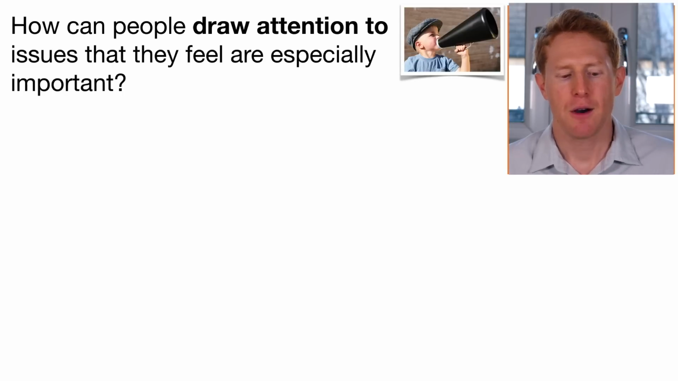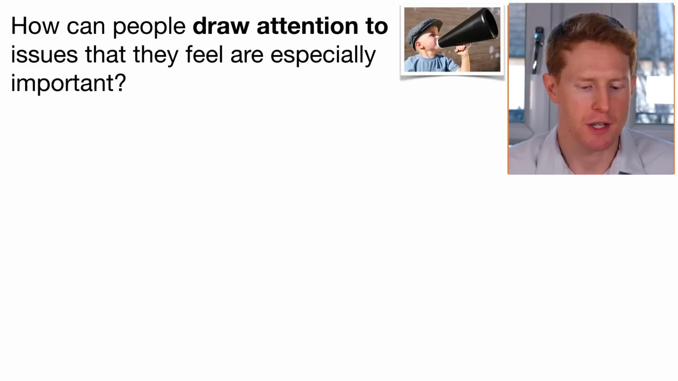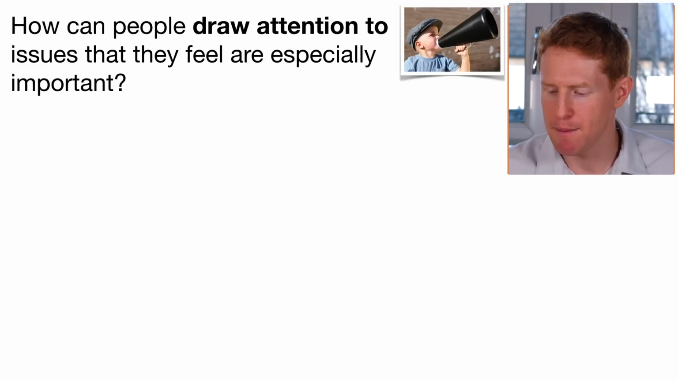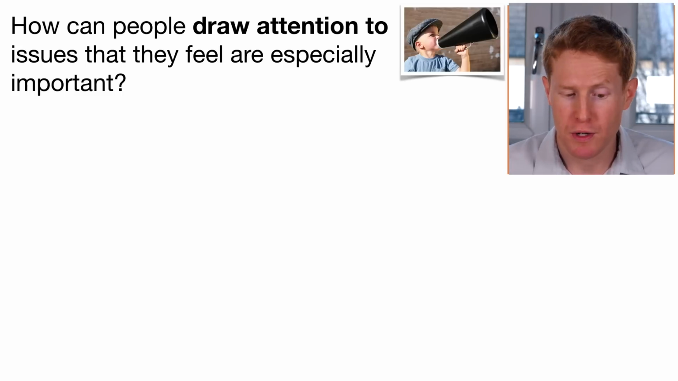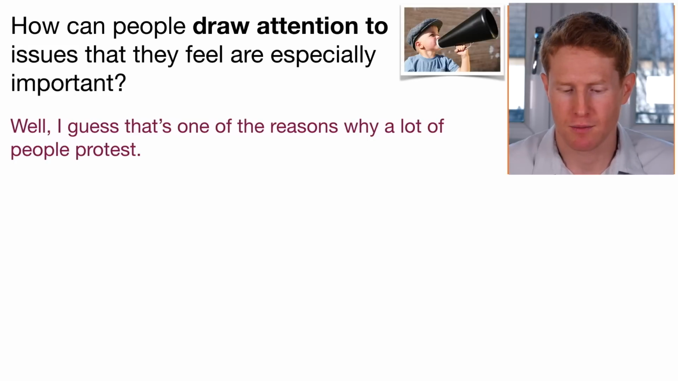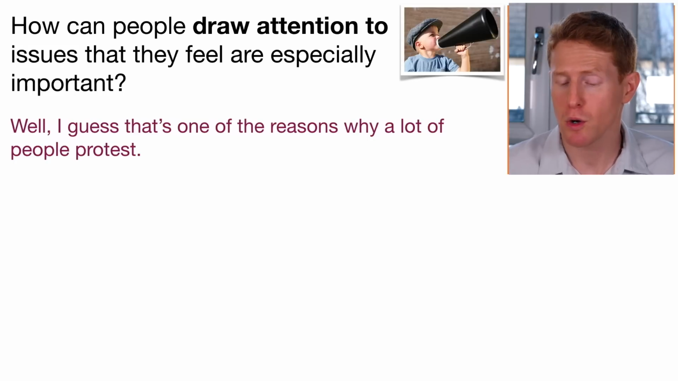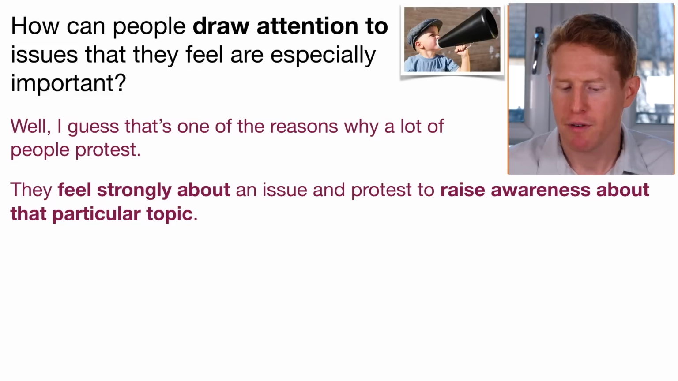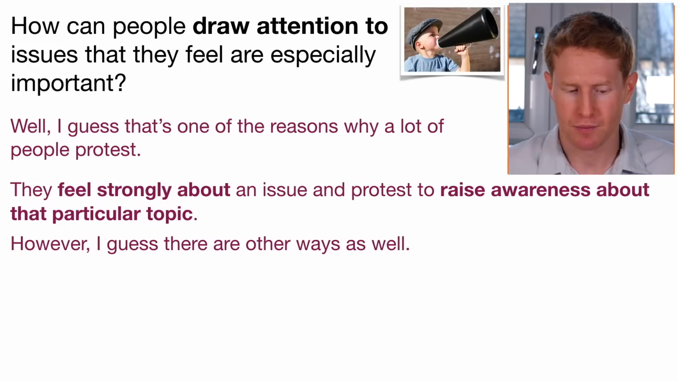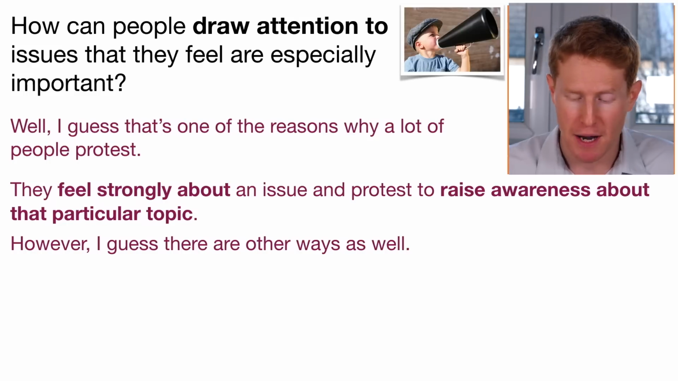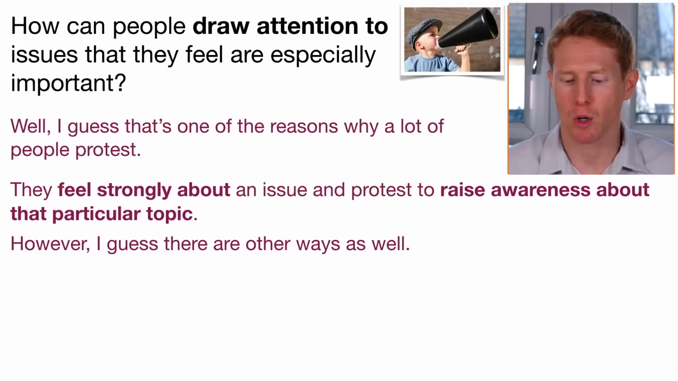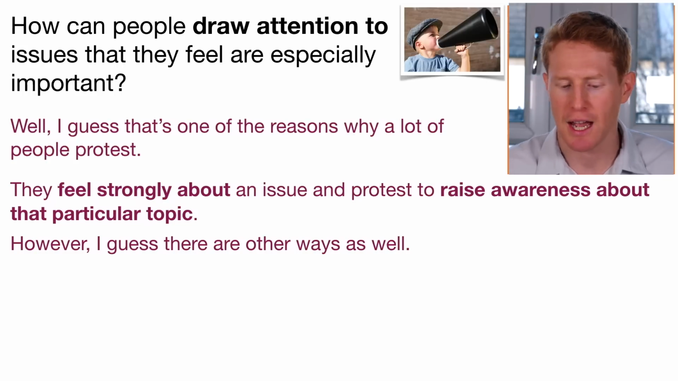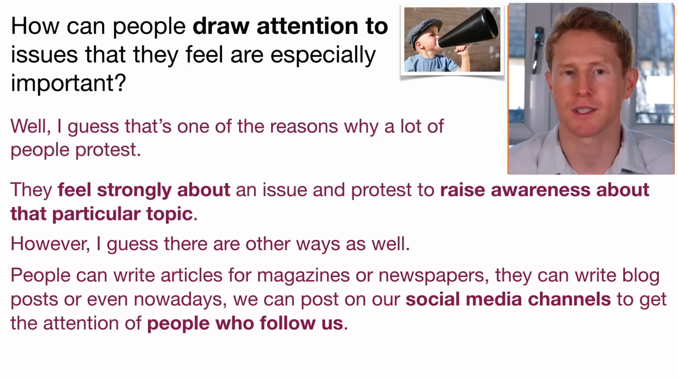Right. How can people draw attention to issues that they feel are especially important? Well, I guess that's one of the reasons why a lot of people protest. They feel strongly about an issue and protest to raise awareness about that particular topic. However, I guess there are other ways as well. People can write articles for magazines or newspapers. They can write blog posts, or even nowadays we can post on our social media channels to get the attention of people who follow us.